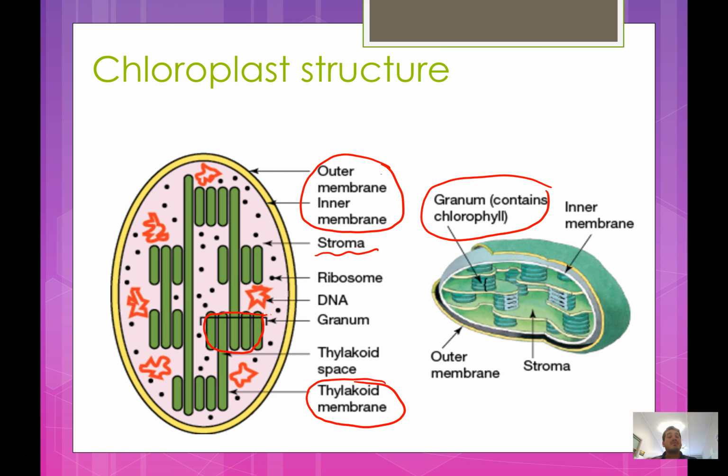Different processes of photosynthesis happen in different places in the chloroplast. We'll go through that in more detail later on when we talk about those actual processes. Really important, you should be able to draw a simple chloroplast.